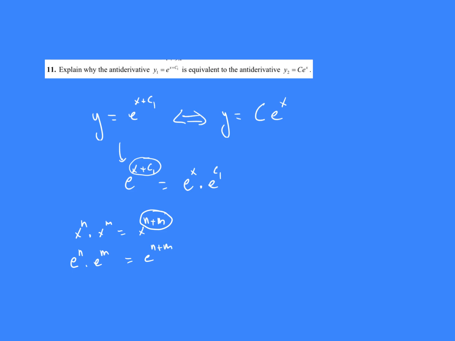So now, what happened? If e to the x plus c1 is e to the x multiplied by e to the c1, e to the c1 will be a constant C. So I will call it capital C. This will be capital C multiplied by e to the x. So I have explained why these two relations are equal. Let's go to the next problem. Okay, to solve this problem, we'll use this equation for the arc length that we have studied in class.